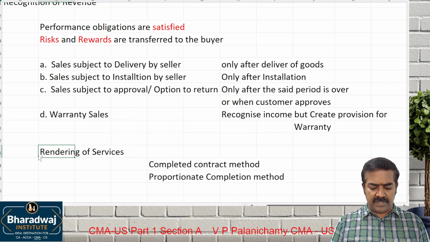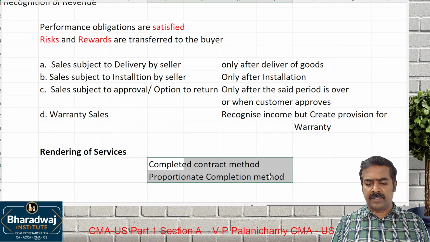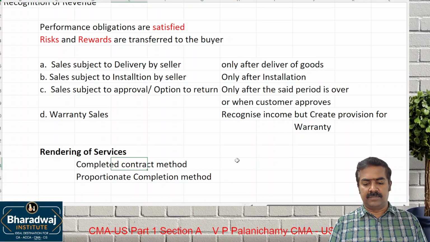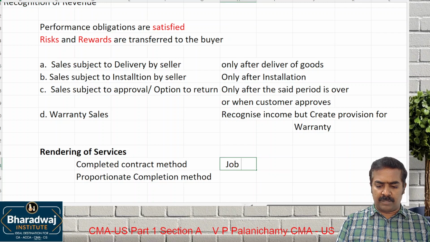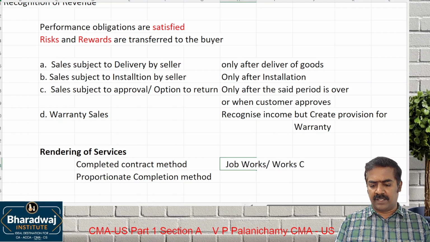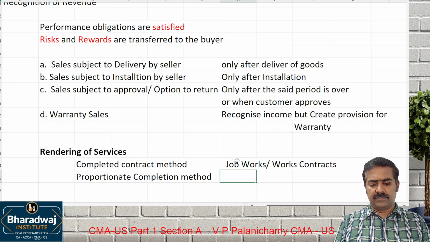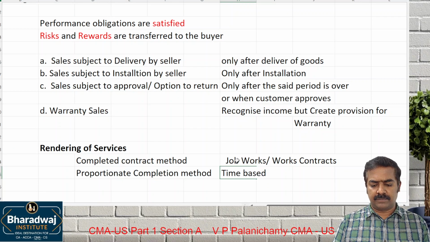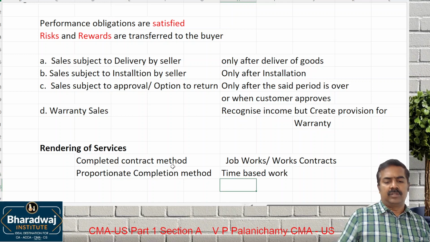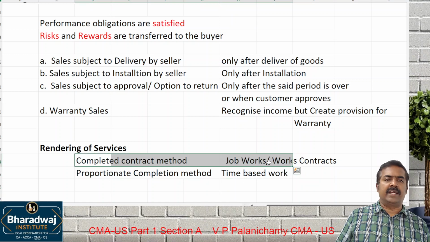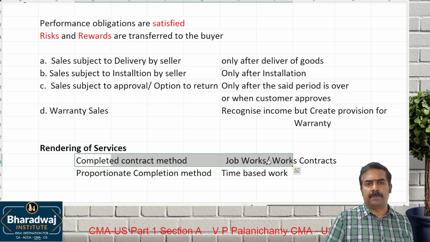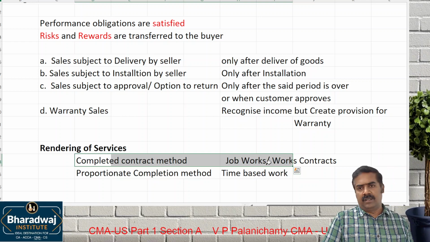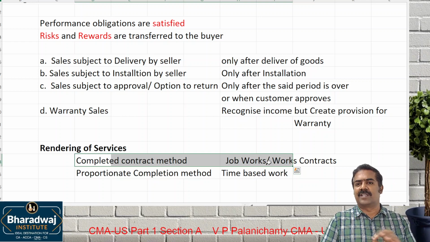If you are rendering services, either you can follow the completed contract method. Completed contract method means only when the contract is complete, we can record the income. This is for all the job work contracts. Proportionate completion method can be followed for all time-based work. For example, I have undertaken an interior decoration for your company. You have to pay me 5 lakhs on the completion of work. The income can be recorded only when the work is complete.